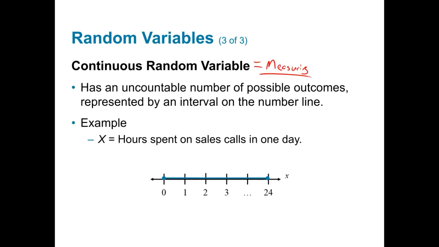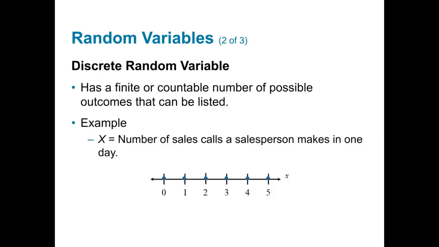Now the ones we're going to be focusing on in this chapter are the other type of random variable, which are discrete random variables. We're going to spend some time with continuous random variables later in the semester. But for now, we're going to talk a little bit about discrete random variables. So remember, if we're measuring with continuous random variables, what are we doing with discrete? We're counting them, right? We're counting the number of outcomes that we can list.